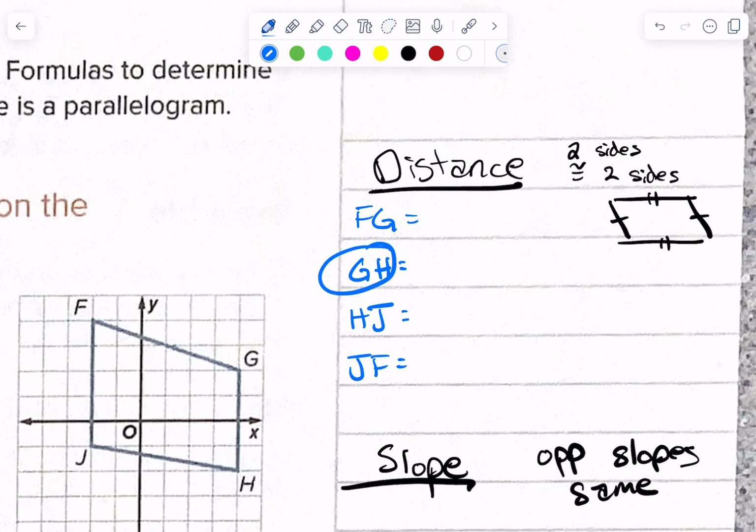Now, these 2 I can just count. GH is up and down. How far is GH? 4. How far is JF? 5. So as far as distance goes, this already fails, right? Because these 2 don't match each other.